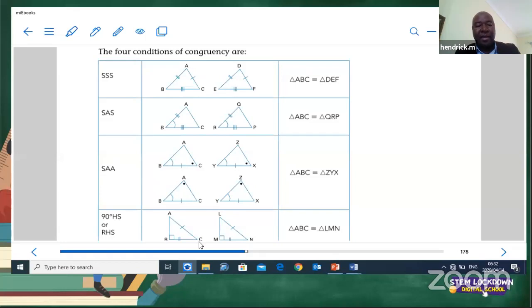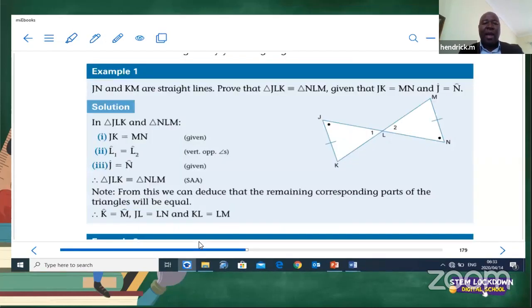The reason being, you've got 90 degrees, hypotenuse side, the side. And of course, you can simply write it as RHS. So those are the four conditions that I wanted us to talk about this morning. And of course, I hope that I'm not fast. I'm going to now zoom directly into an example.